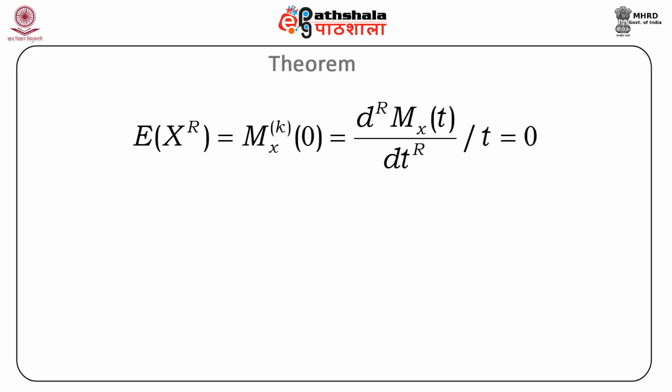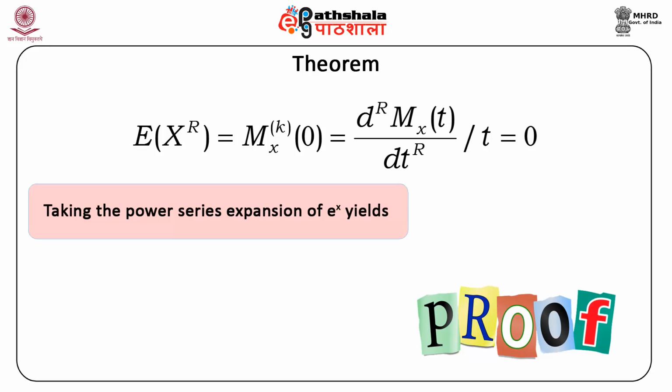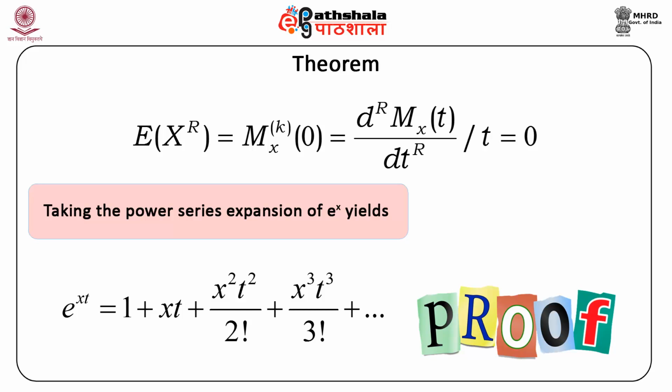Theorem: E[X^r] = M_X^(r)(0) = d^r M_X(t)/dt^r evaluated at t = 0. Proof: taking the power series expansion of e^(xt) yields e^(xt) = 1 + xt + x²t²/2! + x³t³/3!, etc.